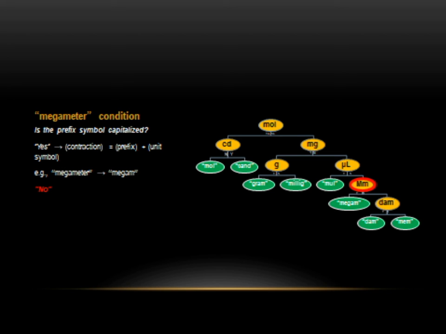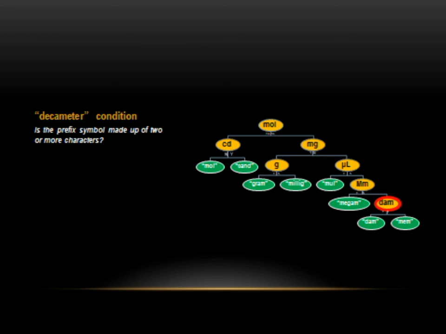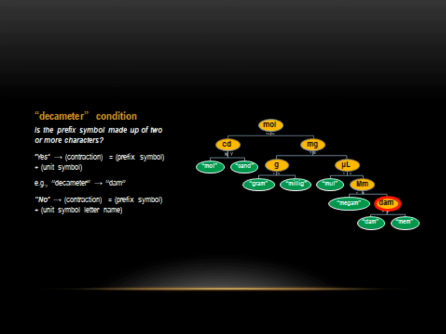If not, though, then we slide on down to the decameter condition, which in the form of a question is basically, is the prefix symbol made up of 2 or more characters? If the answer to that's a yes, then we put the prefix symbol together with the lowercase form of the unit symbol, giving us, as said earlier, dam for decameter and so on. If not and the prefix symbol is one letter, however, we make the contraction a combination of the prefix symbol itself added onto the letter name of the unit symbol. So millimeter, for example, as mentioned earlier, gets contracted into mem.